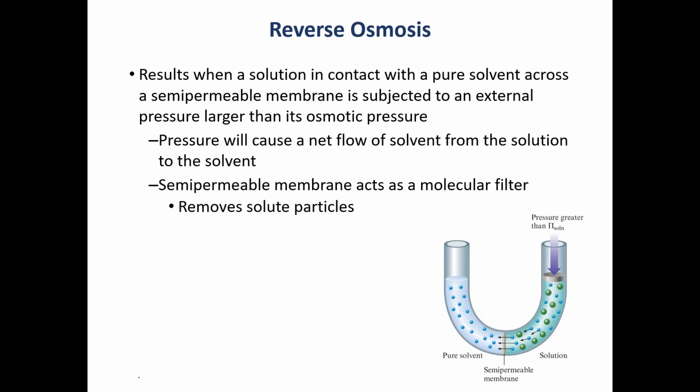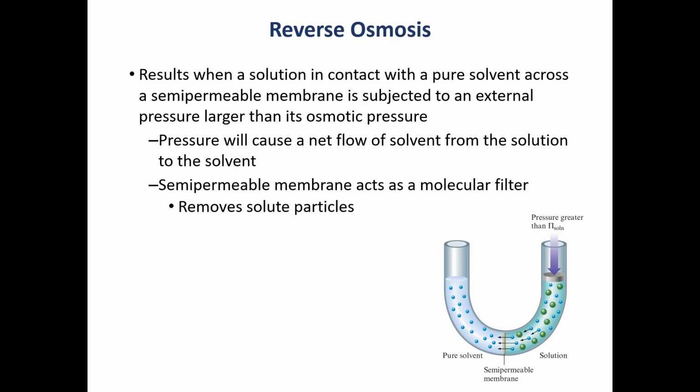We can also use reverse osmosis or cause reverse osmosis. When you have a solution with solute particles in it and you want just the pure solvent, what you can do is subject the solution to a pressure that's higher than its osmotic pressure, and that will force things to go in reverse across the semi-permeable membrane so that we get pure solvent and the solute particles are kept out. So this can be used for things like filtering water.